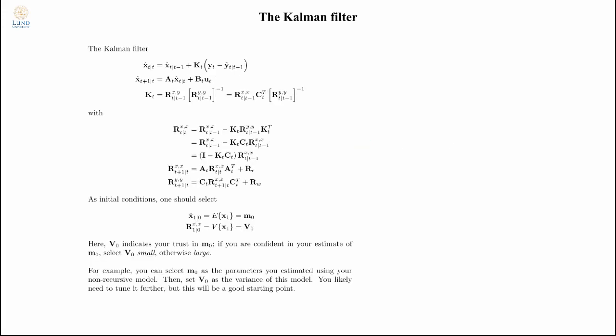If I gather all these equations up, I get the update of my states. This is my state estimate of x of t given t. This is my update of my states. This is the Kalman gain that I'm computing, and these are all the covariance matrices. The only thing remaining is the setting of the initial conditions.